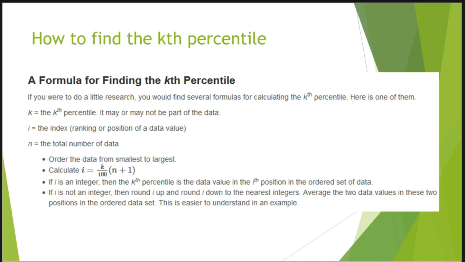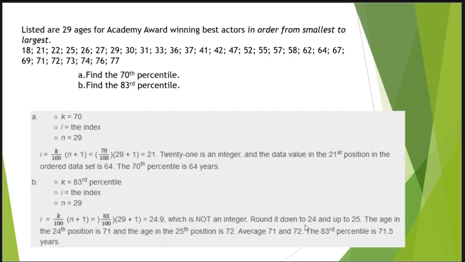So let's take a look at an example. Listed are 29 ages for Academy Award-winning Best Actors in order from smallest to largest. So A wants us to find the 70th percentile, and B, find the 83rd percentile. So we'll start with the first one. So our k value is 70, i is the index, and we'll figure that out, n is 29. So we are looking for the 70th percentile, so 70 over 100 times 29 plus 1 equals 21.